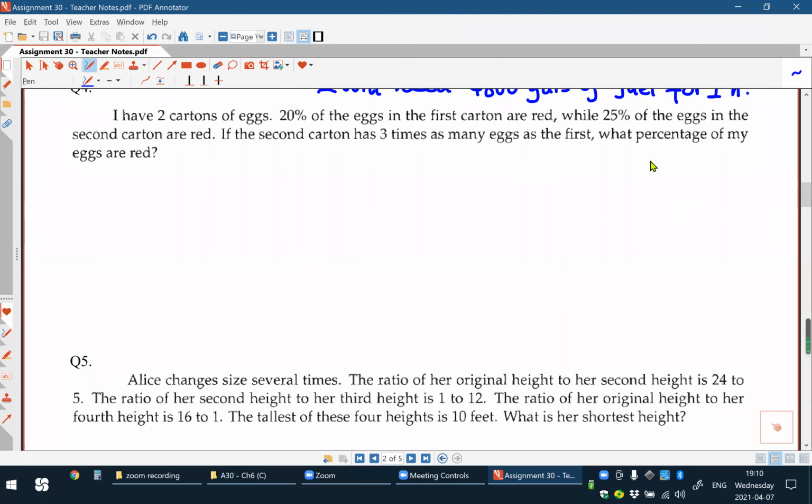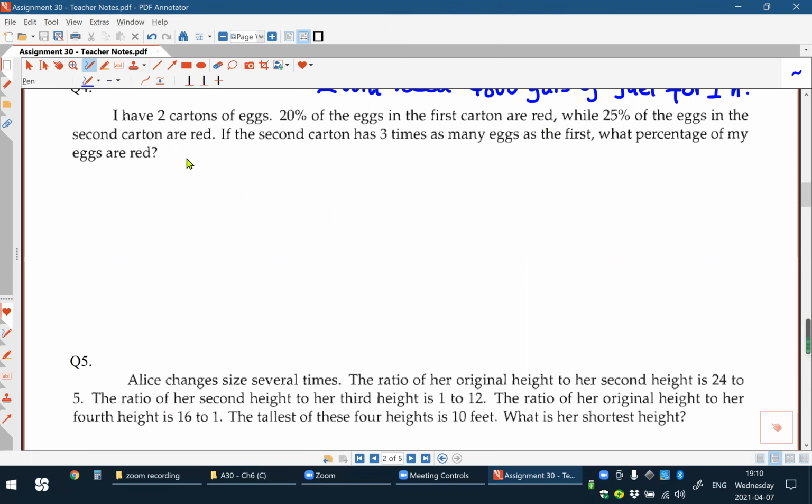Question 4. I have 2 cartons of eggs. 20% of the eggs in the first carton are red, while 25% of the eggs in the second carton are red. If the second carton has 3 times as many eggs as the first, what percentage of my eggs are red?